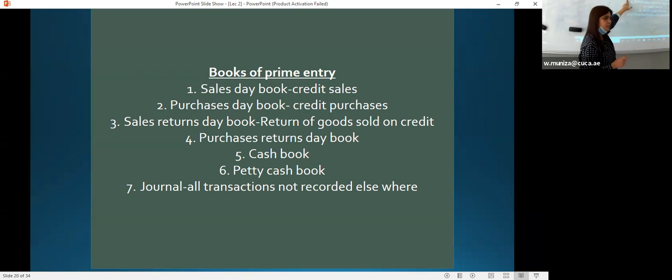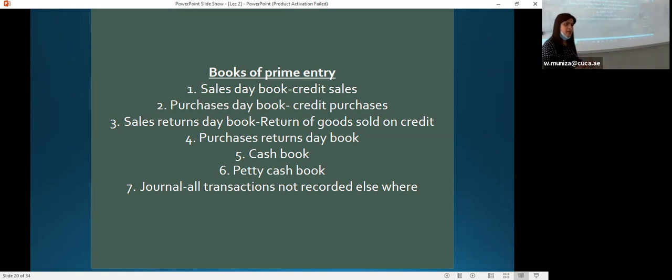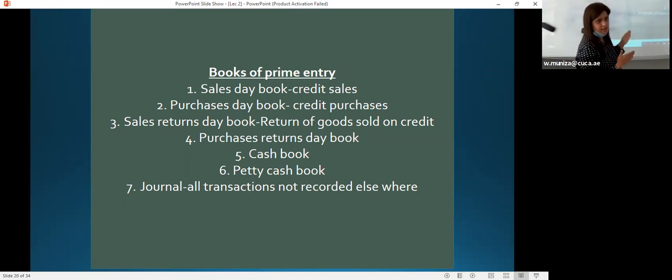Sales returns day book. What is sales return? If we have sold something and our debtor is returning the goods to us, maybe because the quality is not as per requirement, or maybe something is lost, or cracked, or missing, so the goods are going to be returned back. These are sales returns. Sales returns on credit basis, for goods previously sold on credit, will be recorded in this book.